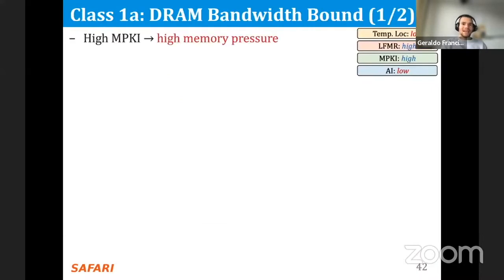Applications in this class have low temporal locality, high last level cache miss ratio, high MPKI, and low arithmetic intensity. We make the following observations. First, applications in class 1A exert high memory pressure in the system. It means that they will likely require high memory bandwidth from the memory subsystem. To understand how such high memory pressure impacts performance, we observe how performance scales when increasing the number of cores.